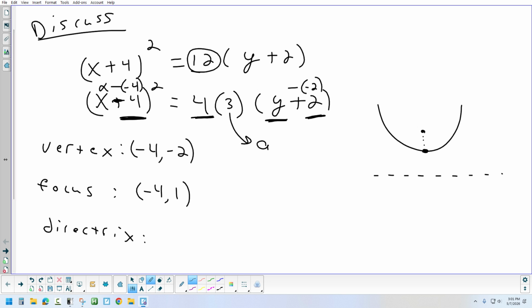And how many units away from the vertex is the directrix? 2. No, not 2. And then 6. No, not 6. It's symmetrical with the focus, the distance between the focus and the vertex. So -3? Yeah, it's still a distance of 3 units. So what would be the equation of the line that's horizontal and it's 3 units under the vertex?